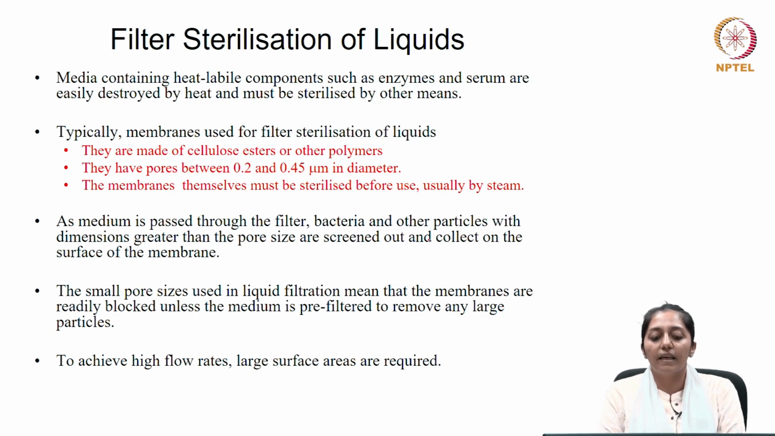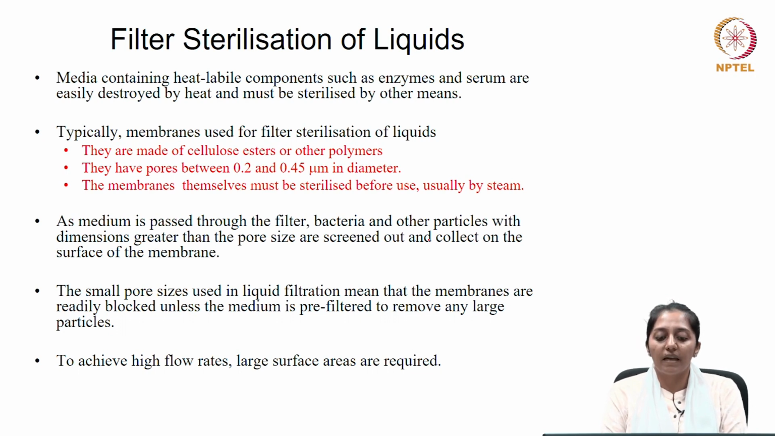So, media containing heat labile components such as enzymes or serum can be easily destroyed by heat and therefore must be sterilized by other means. Typically, membranes are used for filter sterilization of liquids. Sometimes they are made of cellulose esters or other polymers. They have pores between 0.2 to 0.45 microns in diameter depending on the use.